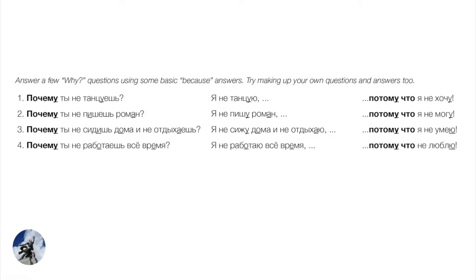Okay, another quick conversational exercise you might try alone or with a partner. Answer some почему questions. And of course, usually you'd answer those with a потому что clause. Почему ты не танцуешь? You could say я не танцую, потому что blank. Например, потому что я не хочу, because I don't want to. Почему ты не пишешь роман? Why aren't you writing a novel? Я не пишу роман, потому что я не могу. I'm not able to do it. Now remember, the answers here aren't necessarily paired up with the particular question. They're just here for example. Remember, не могу, if we're being specific about it, would imply a physical inability. I'm not capable, I'm not able to write a novel.